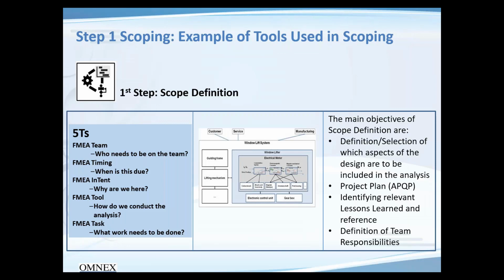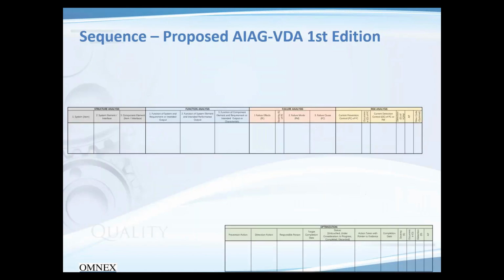So the first step is a scoping step, and this would be similar to the pre-work that was done in the 4th edition, in the fact you're establishing your team, the scope of the analysis, when it's going to be due, why you're working on it, what tools are going to be used in the analysis, and what the purpose is. So that's pretty standard. There's some new information that would be needed, but not anything that's really substantial.